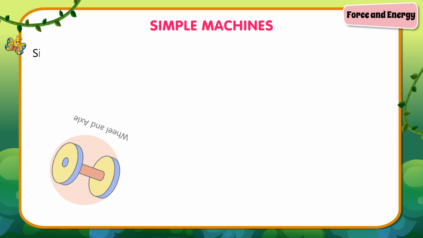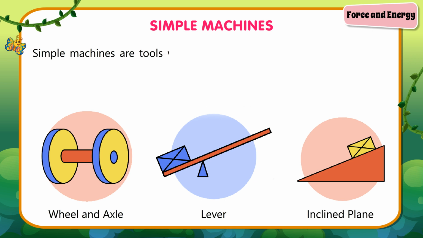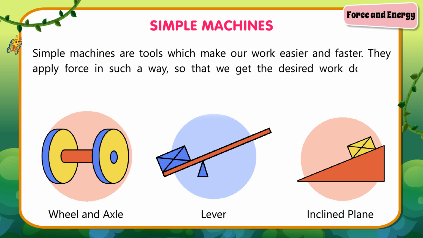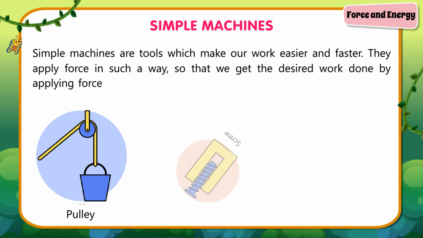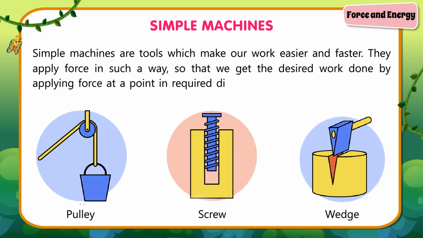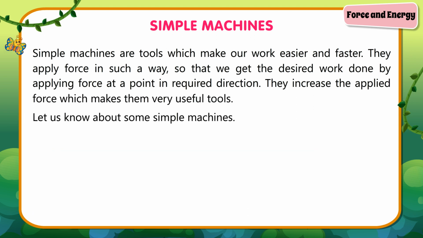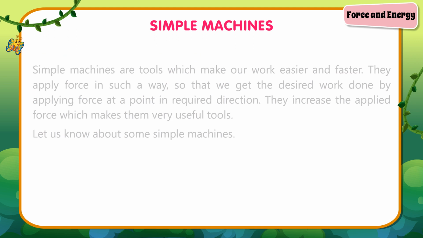Simple machines. Simple machines are tools which make our work easier and faster. They apply force in such a way so that we get the desired work done by applying force at a point in the required direction. They increase the applied force, which makes them very useful tools. Let us know about some simple machines.